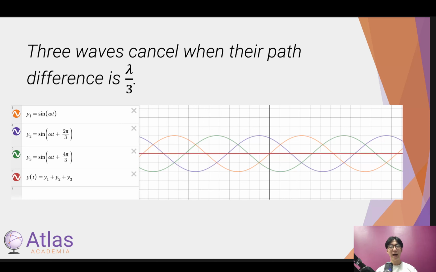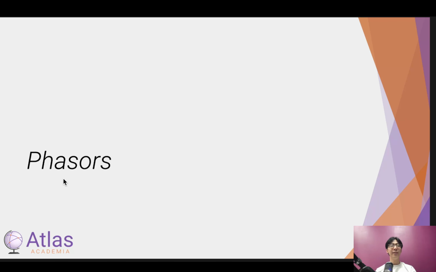It's difficult to add sine graphs together unless you're in Desmos. What we need is a new systematic tool that can be scalable to any n number of slits. And once we have this tool, we can solve this problem with ease. And that is the motivation for the next section, for phasors.